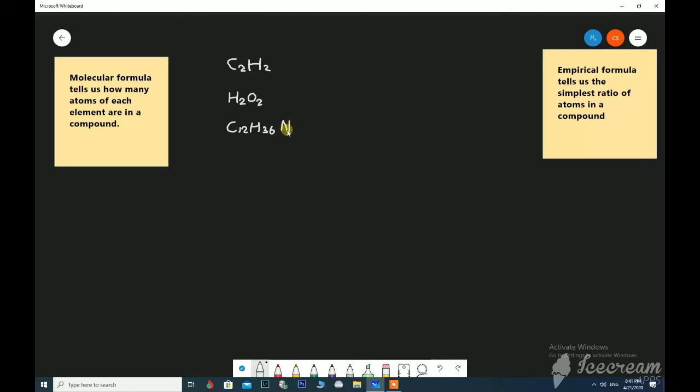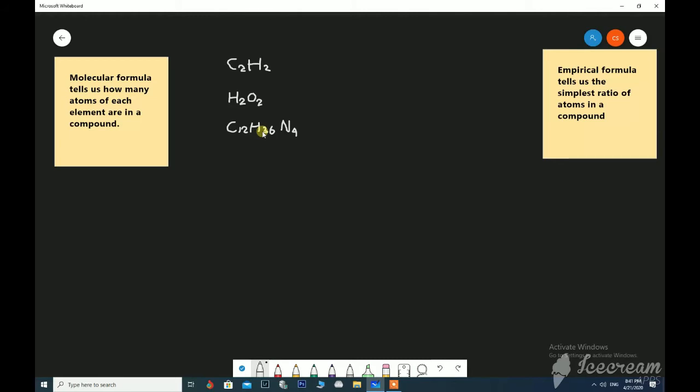What can you say about this? It contains 12 carbons, 36 hydrogens and 4 nitrogens. All of these are examples of molecular formulas. A molecular formula tells us how many of each type of element are inside a compound. Right, now let's see what is an empirical formula.